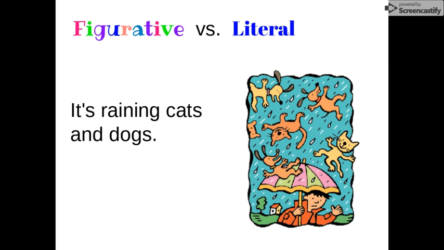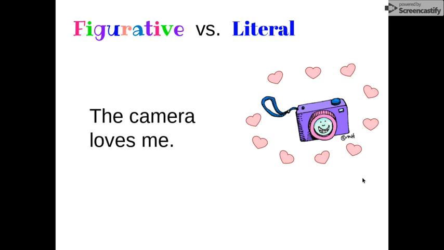Okay, we'll go over the specific types of figurative language in the days to come, but I just want to show you some examples of figurative language where someone is using creative language to get their point across. So, for instance, it's raining cats and dogs. It's figurative. I don't actually mean cats and dogs were falling from the sky. It's a creative way of saying it's raining really hard. The second one, if I say the camera loves me, I don't actually mean the camera developed feelings for me. I just mean that on that particular day, I'm taking really good pictures.